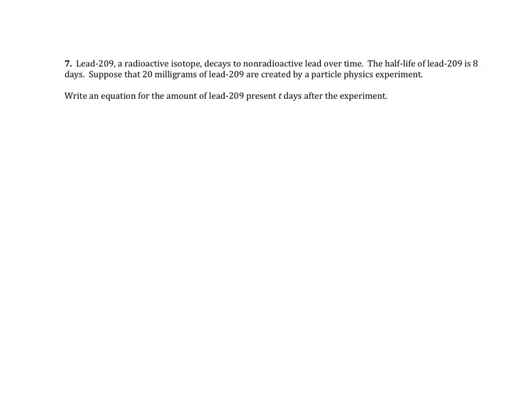Number 7, lead-209, a radioactive isotope, decays to a non-radioactive lead over time. The half-life of the lead-209 is 8 days. So holy smokes, it sounds like that's a lot of information. You just got to slow down and pick out the keywords. So what jumped out at me? Well, not only did I see the word half-life, it clearly said the word decay there. So I know right off the bat I have exponential decay. By how much? Half, because it's half-life, half the life is remaining.